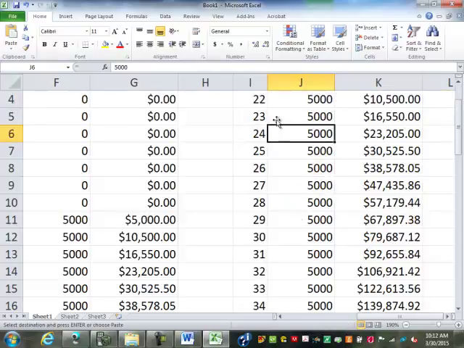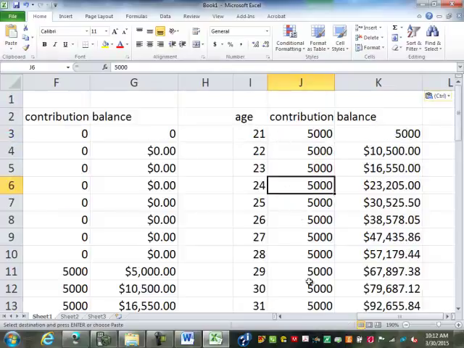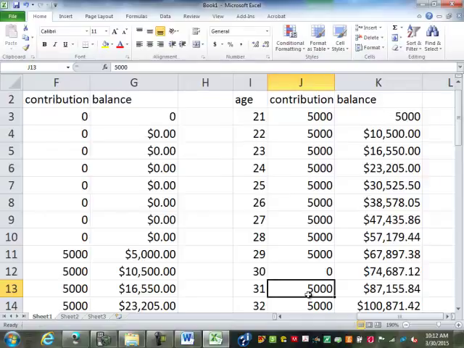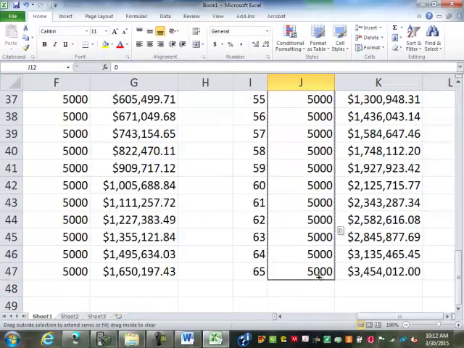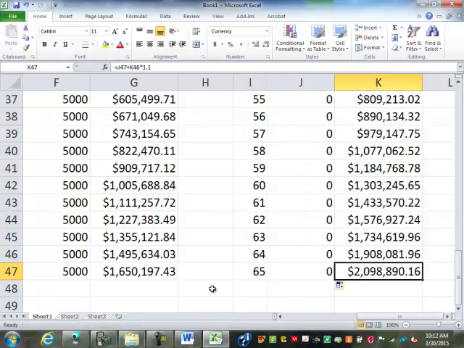Let's say you do this instead. Start at 21 and you save all your money until you're 29. Then you decide at 29, you know what, I've saved enough, I'm going to party. You come out way ahead.